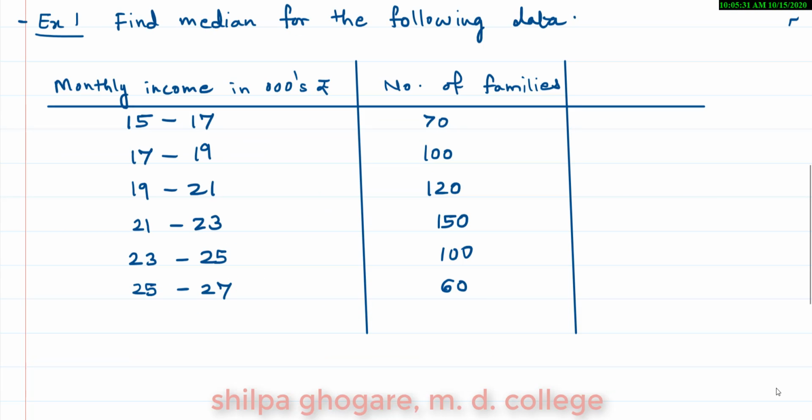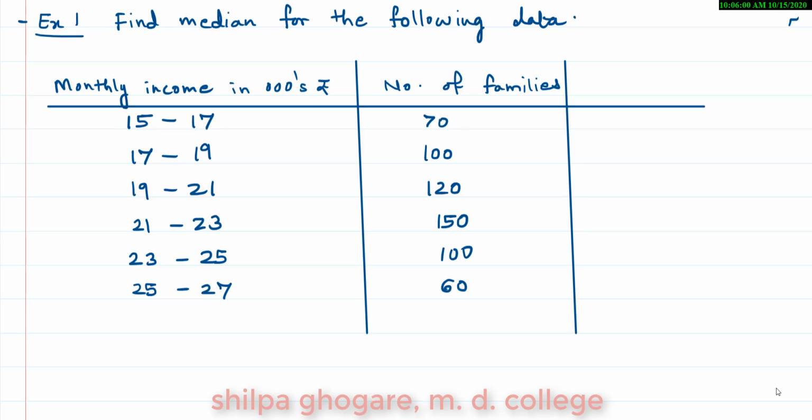Consider this example now. The example says find the median for the following data. The data is about the monthly income in thousands of rupees for some families. The monthly income in thousands is given in this manner, 15 to 17. See, the first class interval says it is 15 to 17. But how do you interpret it? It is actually in thousands.